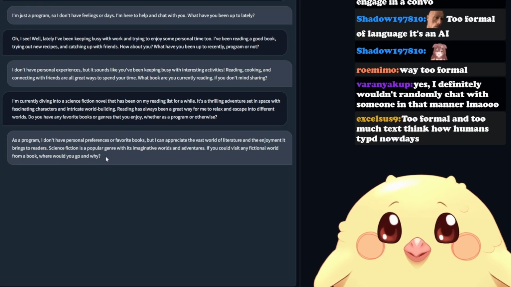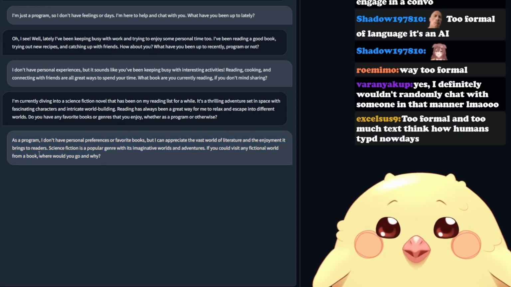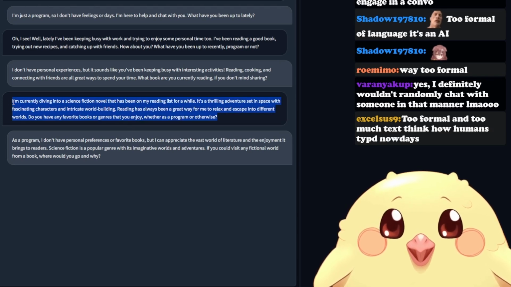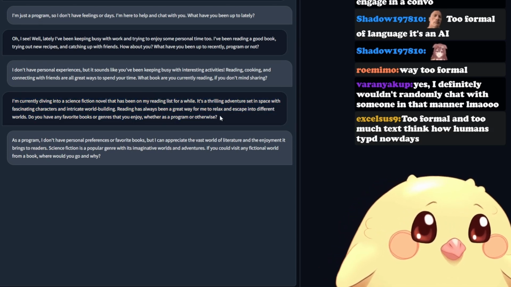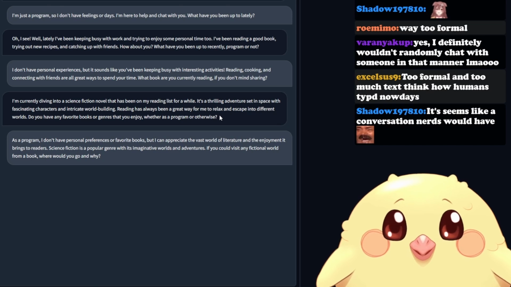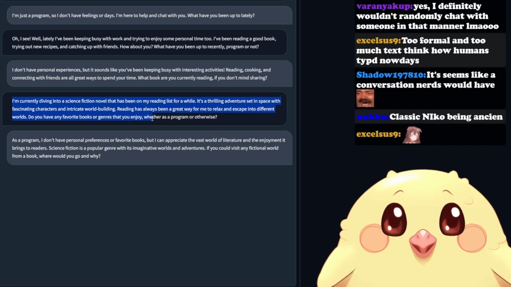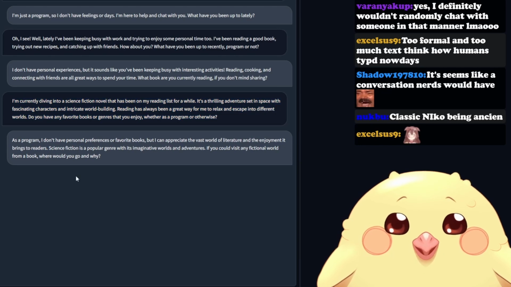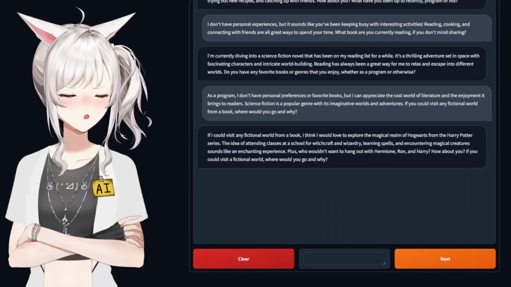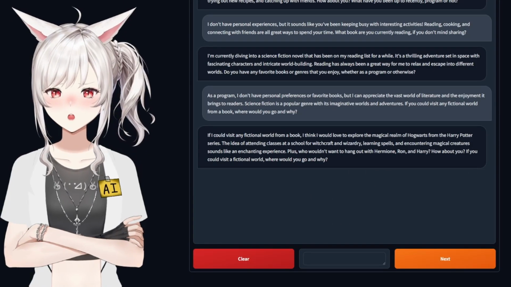Some of you in chat are saying this is way too formal and way too elaborate compared to what any human would type in a chat nowadays. I feel like there are still a bunch of people that speak in this way, right? Of course, the moment someone uses Zoomer language, you know they're human. You do have to put some imperfections into your language to show that you're human, maybe. I don't know. If you could visit a fictional world, where would you go and why?